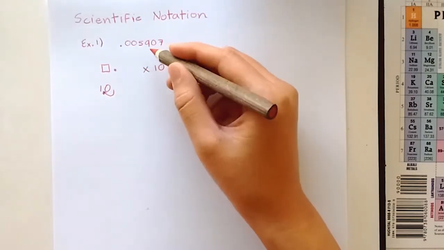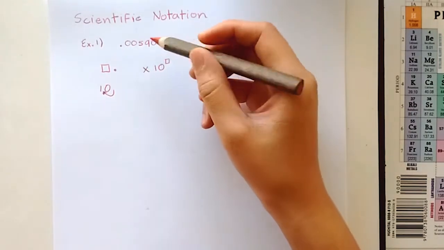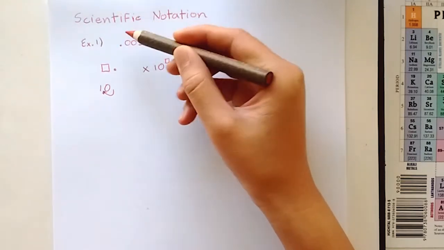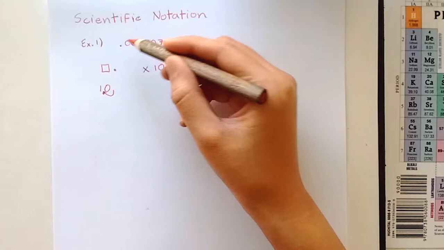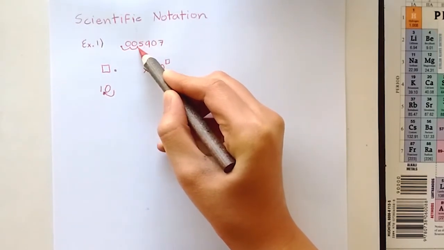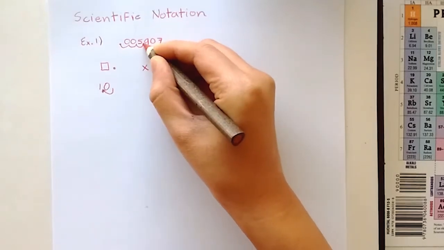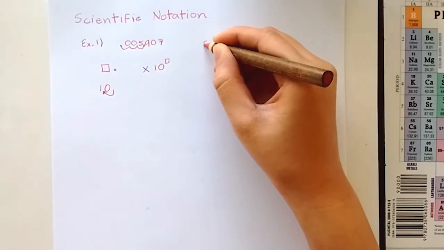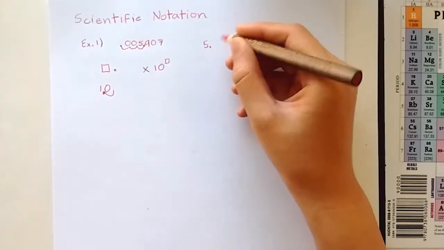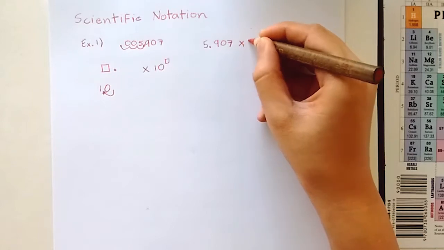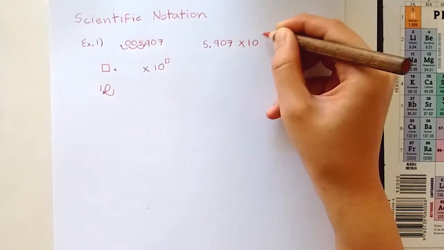So for this case, we know that we have to move it until we hit a number. Here, if we move the decimal point over 3 places, 1, 2, 3, our first non-zero number, so 5 point something, so 5.907 times 10 to something, some exponent here.